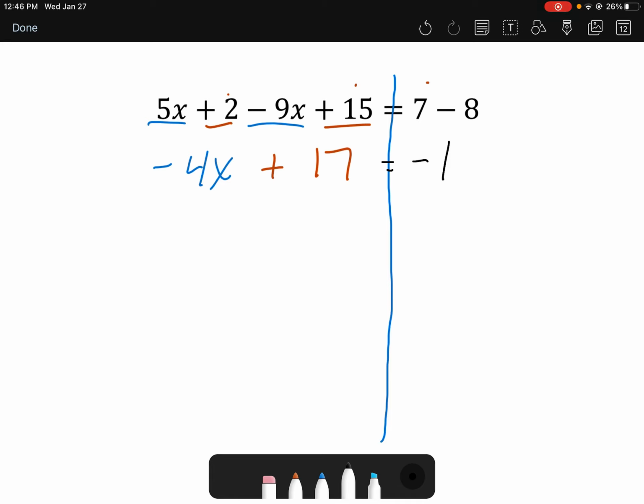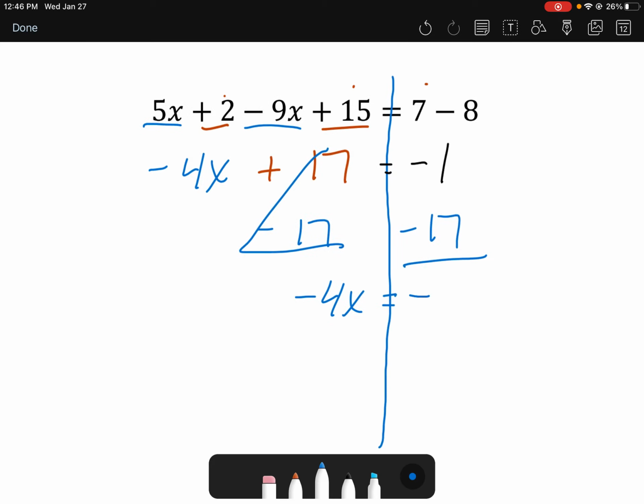After I've combined all my like terms, now I can go ahead and start solving for x. Now I'm going to start off by subtracting 17 from both sides. Cancel that out. Which leaves me with -4x is equal to -1 minus 17, or -18. Still need to get x by itself. Because I'm multiplying these two together, I'll go ahead and divide by -4.